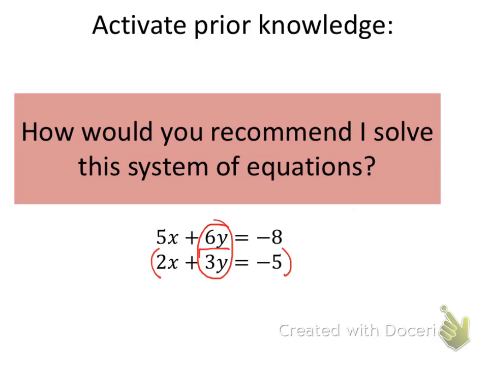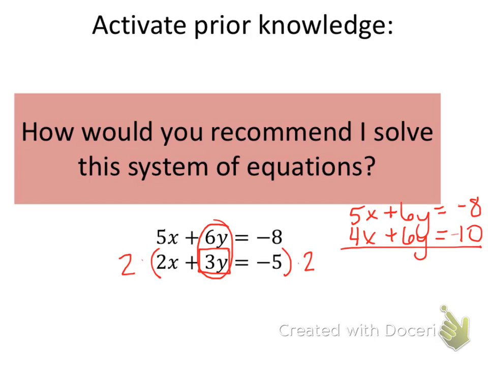So in order to make this y have a 6 in front of it, I need to multiply everything by 2. So I'm going to change my second equation. The first equation is still 5x plus 6y equals negative 8. The second equation becomes 4x plus 6y equals negative 10. And now I'm going to do elimination. I need to do subtraction to make those disappear. 5 minus 4 is 1x, and negative 8 plus 10 is 2.